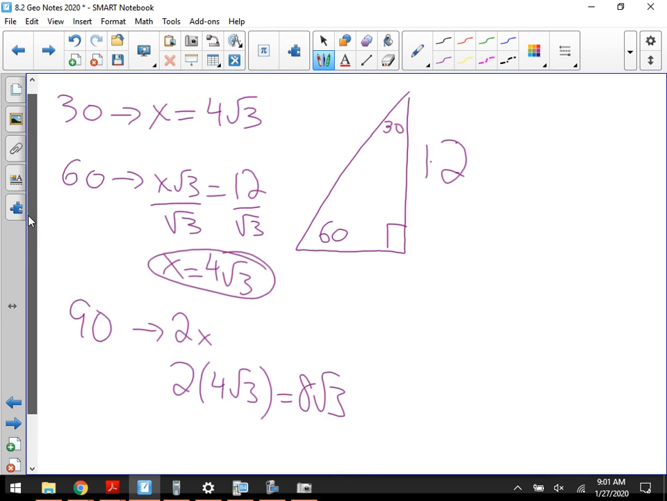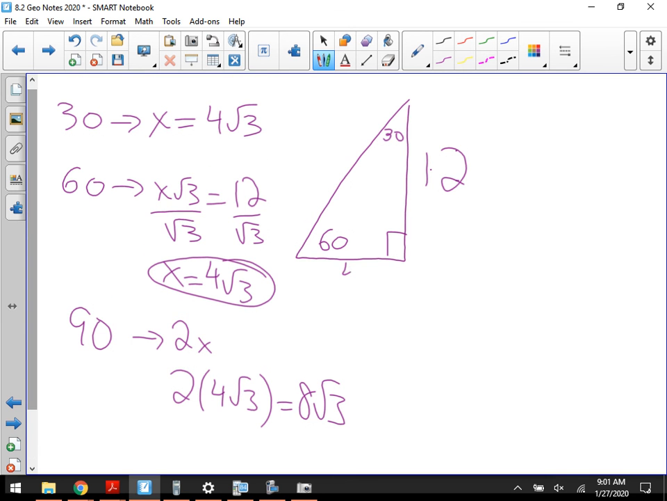Again, it's nothing crazy. You know, across from the 30, that's the 4 root 3. And then this was 8 root 3. Okay? It's completely fine. These are just roots. All right? They just represent decimal value. Right? That's one of the triangles.